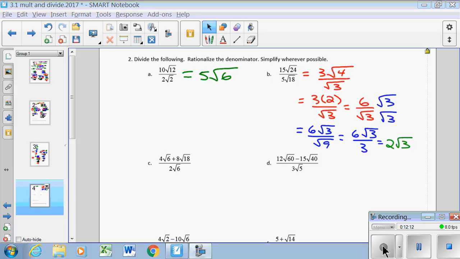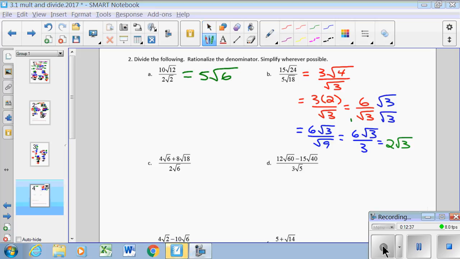15 divided by 5, look at B. 15 divided by 5 is 3, whole number 3. 24 and 18 both divide by 6. 24 divided by 6 is 4. 18 divided by 6 is 3. Square root of 4 is perfect number or whole number 2. So instead of writing 3 root 4, I wrote 3 times 2, and 3 times 2 is 6. I still have that root 3 in the bottom.